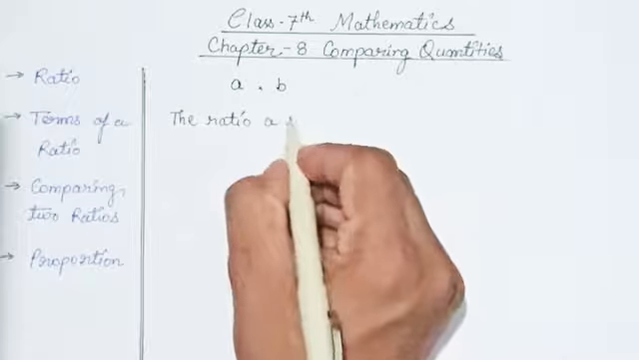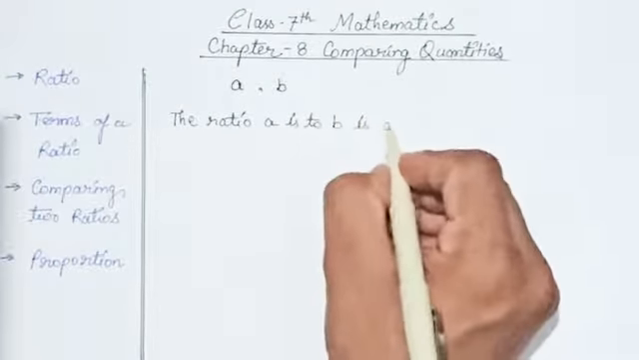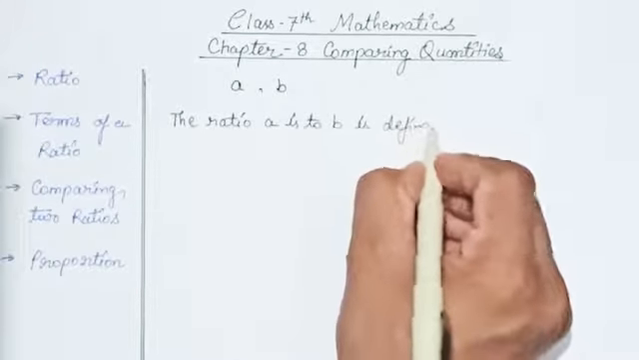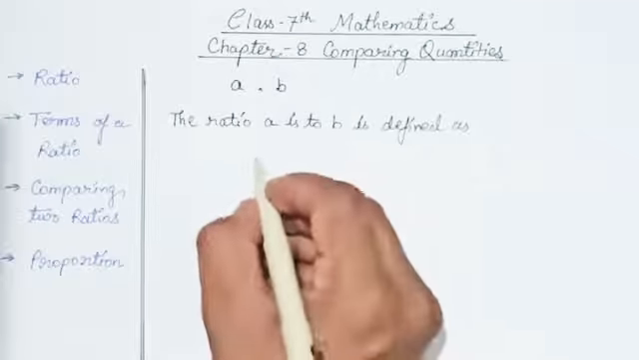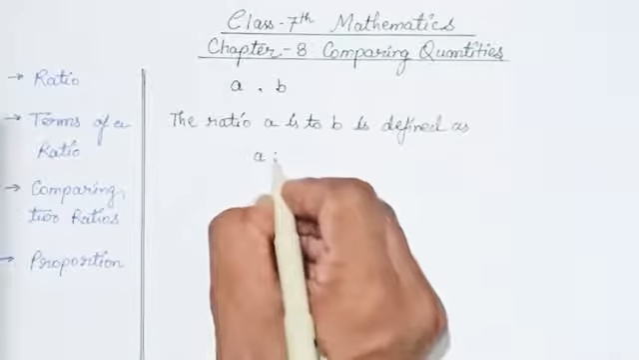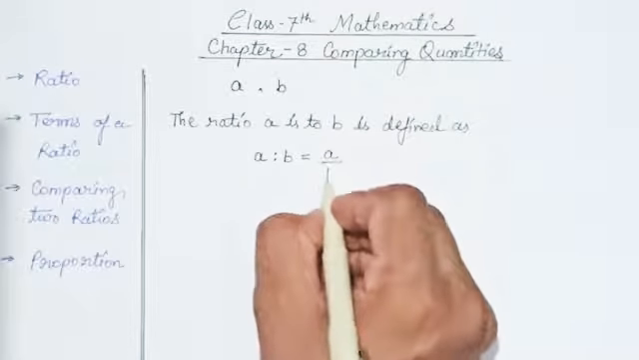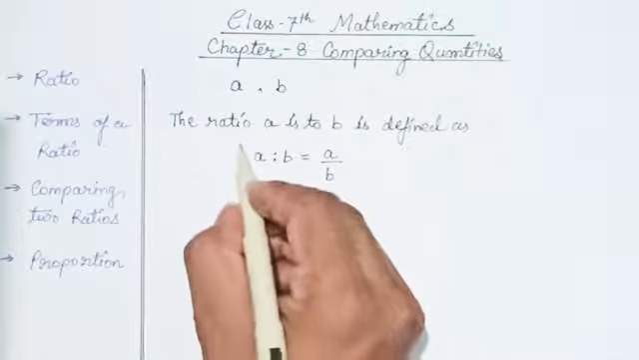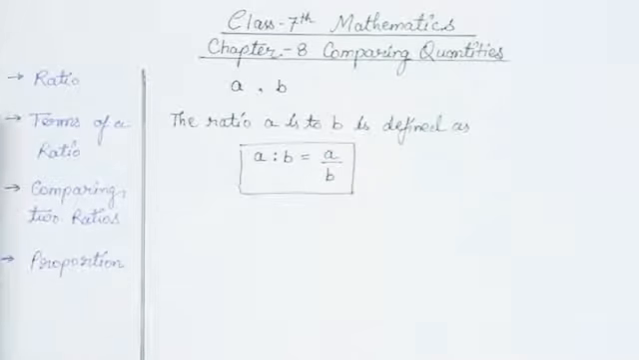the fraction of A to B. That is, we can write A is to B equals A divided by B. So this is the definition of the ratio of two given quantities. I hope you have understood what a ratio is and how we define the ratio of two quantities.